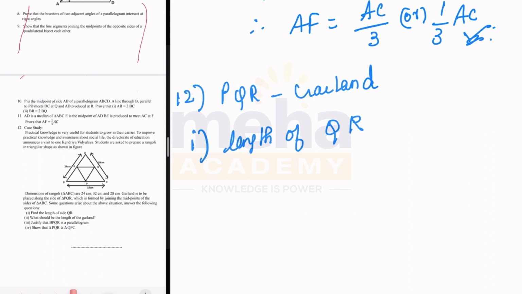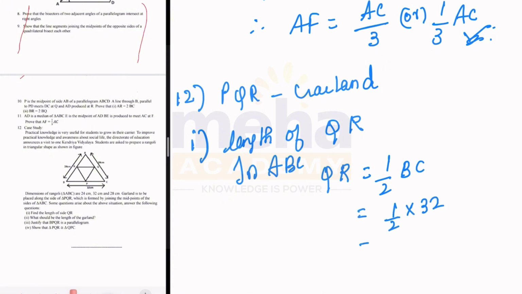So we know that by midpoint theorem in triangle ABC, QR is equal to half of BC. That would be half into 32. That gives us 16 centimeters. So QR is equal to 16 centimeter. Here we are using the midpoint theorem concept.